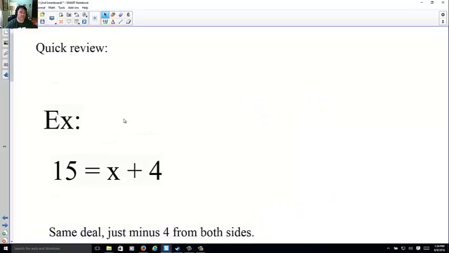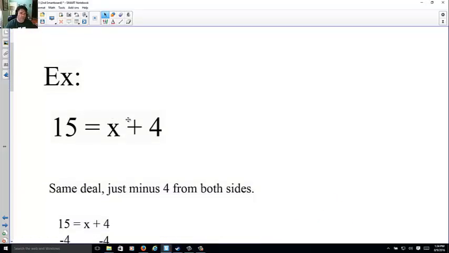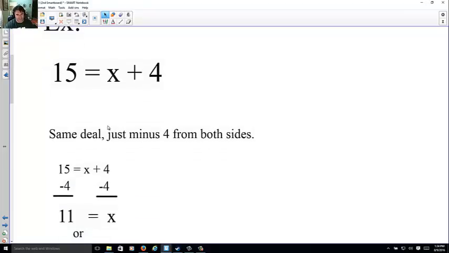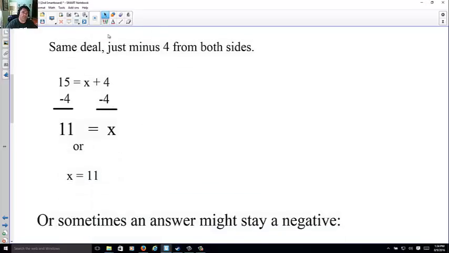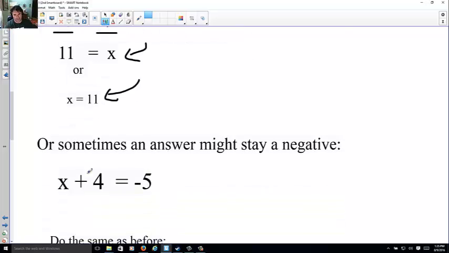Quick review. An example here, same as before, just minus 4 to both sides. We just did this. Now, it's on the other side, so 11 equals x, or x equals 11. It doesn't matter which side the variable's on at this time. When I get to less or greater than, it will. But for right now with equals, x can be either or. However, the preferred method is that the variable would be on the left side. Does it have to be? Not yet, but we're getting there.